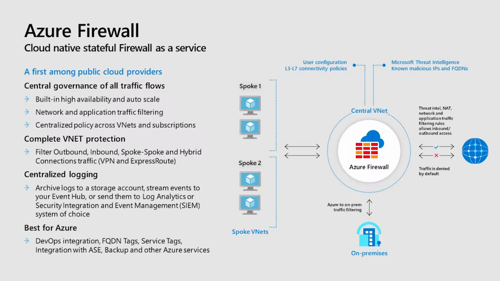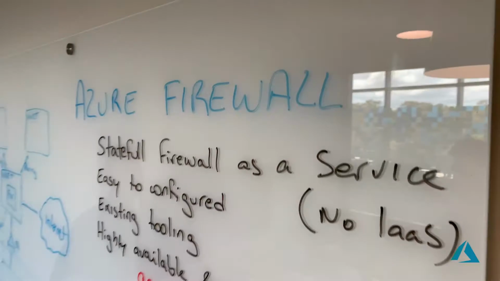Loads of complications. So Microsoft thought, well, hang on, there's a better way to do this, which is Azure Firewall. Azure Firewall is effectively a stateful firewall as a service. No IaaS needed. That's right. Firewall as a service. It's all managed and part of the Azure platform. Easy to configure. You can use your existing tooling.